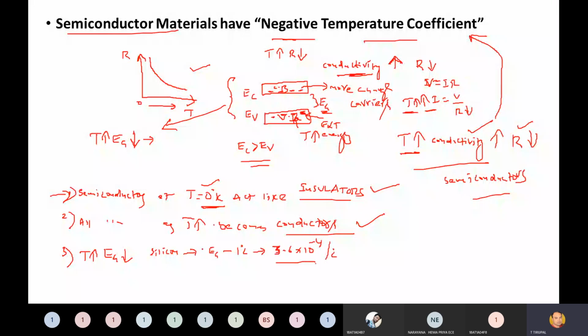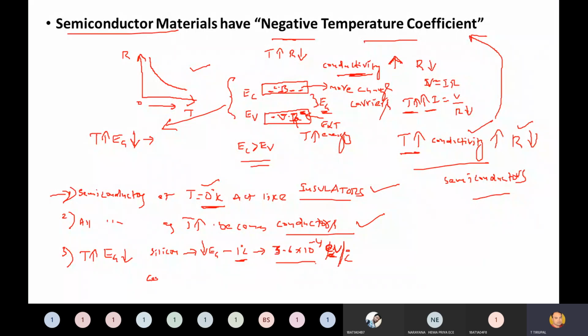the energy gap, for every 1 degree C rise in temperature, decreases by 3.6 into 10 power minus 4 electron volts per degree C. Sorry, it is electron volts per degree C. So the energy gap is decreased by 3.6 into 10 power minus 4 electron volts per degree C.